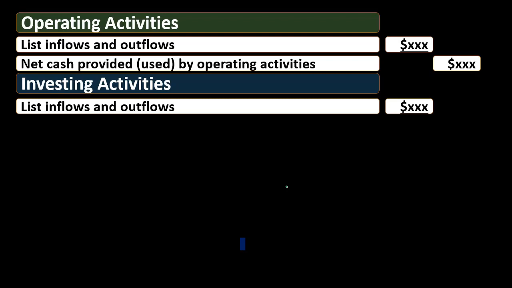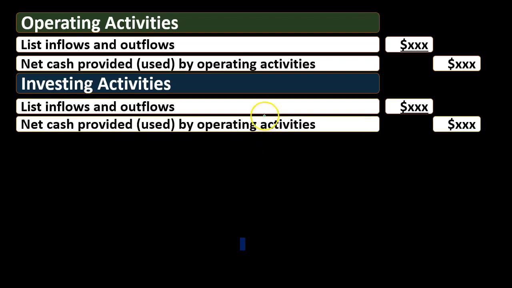So we just got to be aware of that in the investing activities. Property, plant, and equipment will be there. Typically going to be less activity that goes on in the investing activities than, of course, in the operating activities.